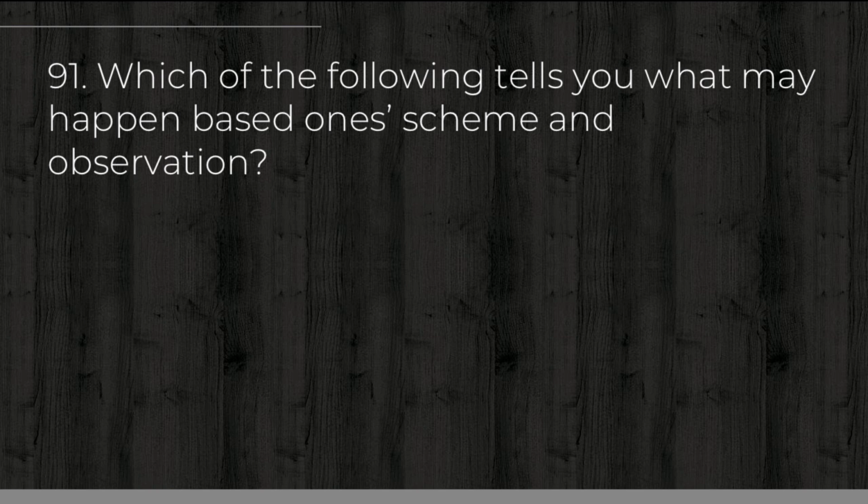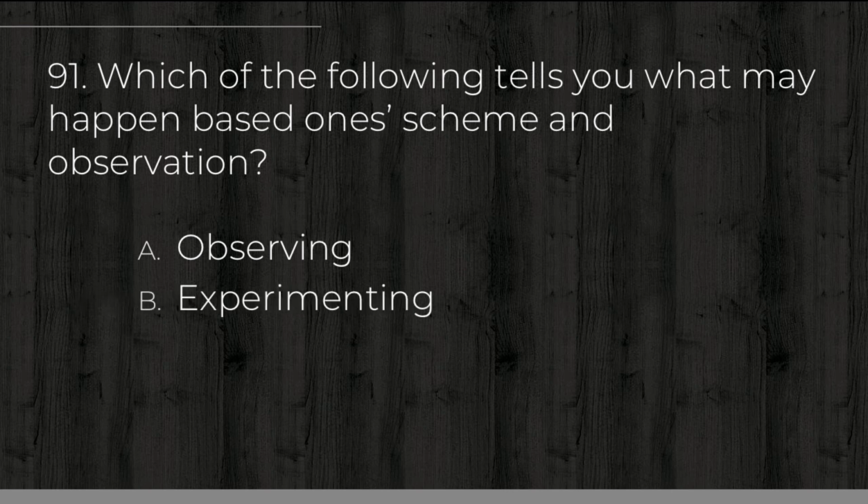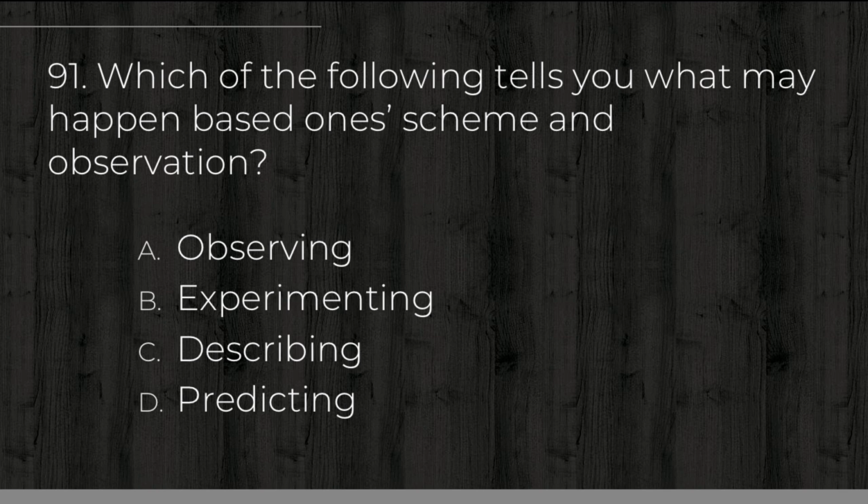Which of the following tells you what may happen based on one's scheme and observation? Letter A, observing. B, experimenting. C, describing. And letter D, predicting. The answer is predicting. It's letter D. Ang predicting is making a guess about what will happen based on observation and prior knowledge. This aligns with scientific inquiry.